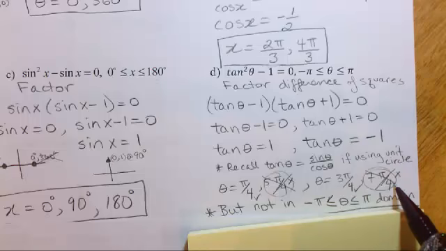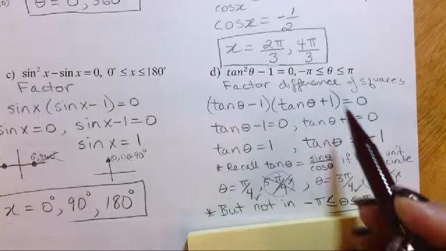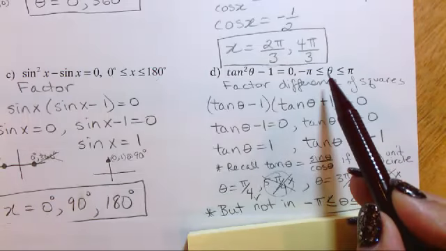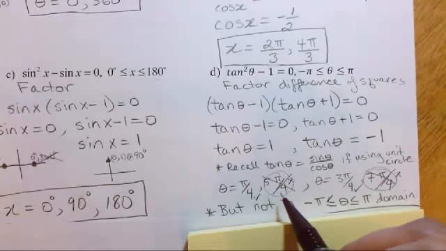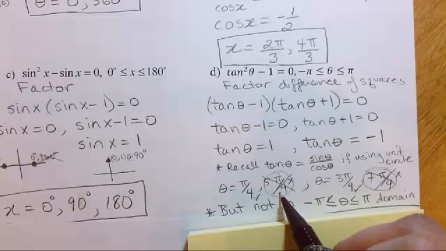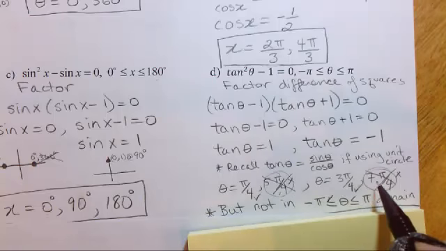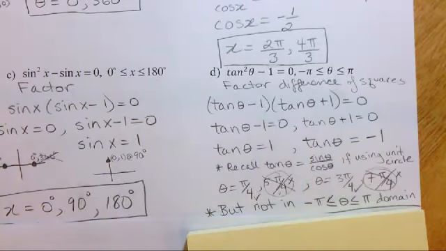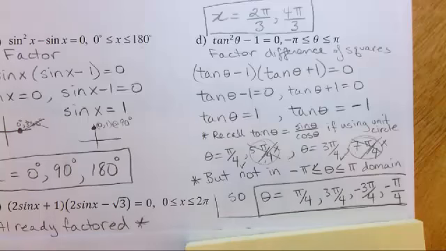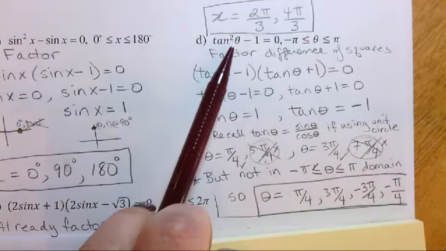But these two angles are not in the specified domain. So we have to actually go backwards in order to get these answers. So what's the equivalent way of saying 5 pi by 4? And what's the equivalent way of saying 7 pi by 4 in this domain? What are they? Well, it is negative 3 pi by 4 and negative pi by 4. So all four of these angles satisfy this equation here.